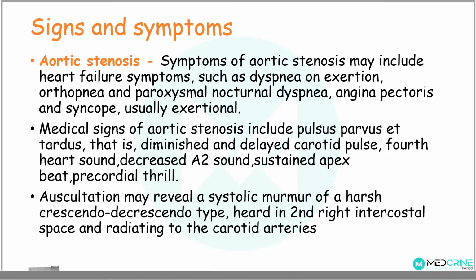Some medical signs of aortic stenosis are a pulsus parvus et tardus, that is a diminished and delayed carotid pulse. A fourth heart sound may be heard, decreased A2 sound, a sustained apex beat, and a precordial thrill. When performing an auscultation, you may hear a systolic murmur of a harsh crescendo-decrescendo type that is heard on the second right intercostal space and radiating to the carotid arteries.